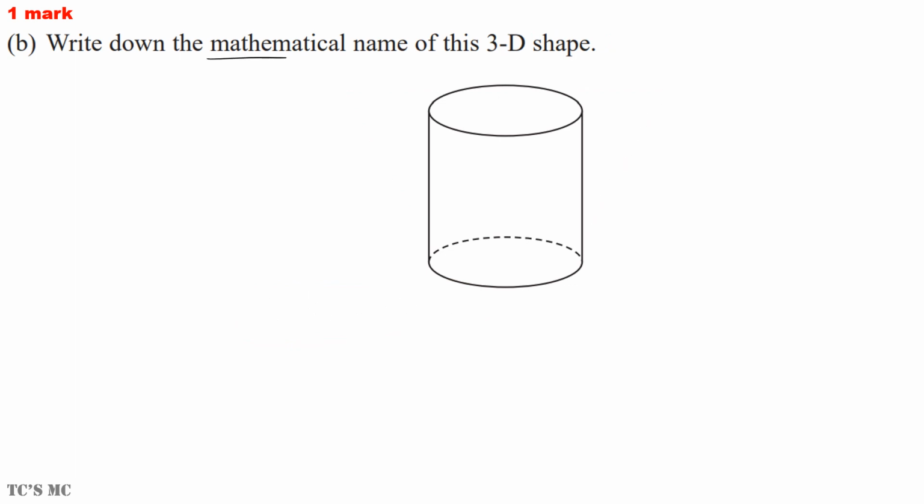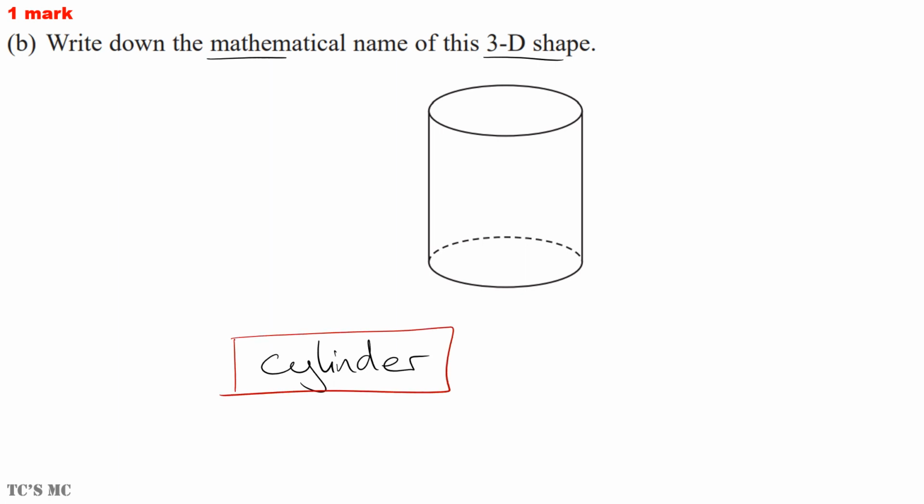Write down the mathematical name of this 3D shape. This shape is called cylinder. And for 1 mark, we just need to write the word cylinder.